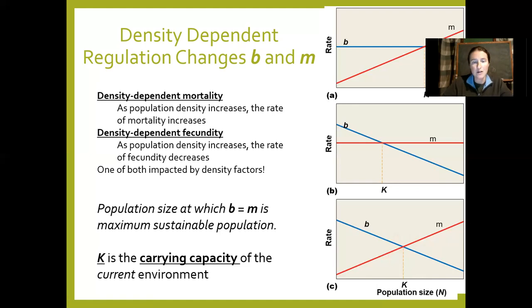In each of these graphs, regardless of the slope of the birth rate and the death rate, we can see that when birth rate equals the mortality rate, right? So when the number of new individuals equals the number of individuals that are leaving the population via death, this is the maximum population that is sustainable, right? So you are replacing all of the lost individuals from the previous period of time. And so this point, this intersection between the birth rate and the death rate is called K, the carrying capacity of the current environment. Of course, if the environment changes, the carrying capacity will also change. Right? So the current maximum sustainable population is K, which is expressed in number of individuals.